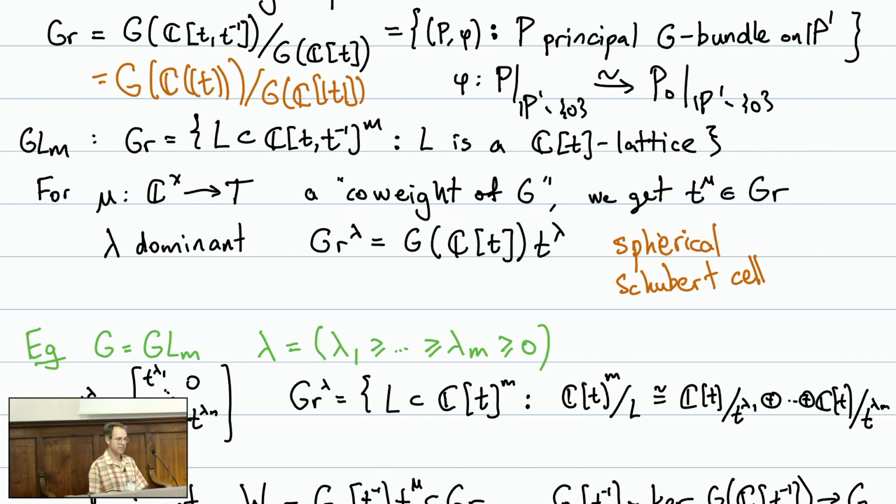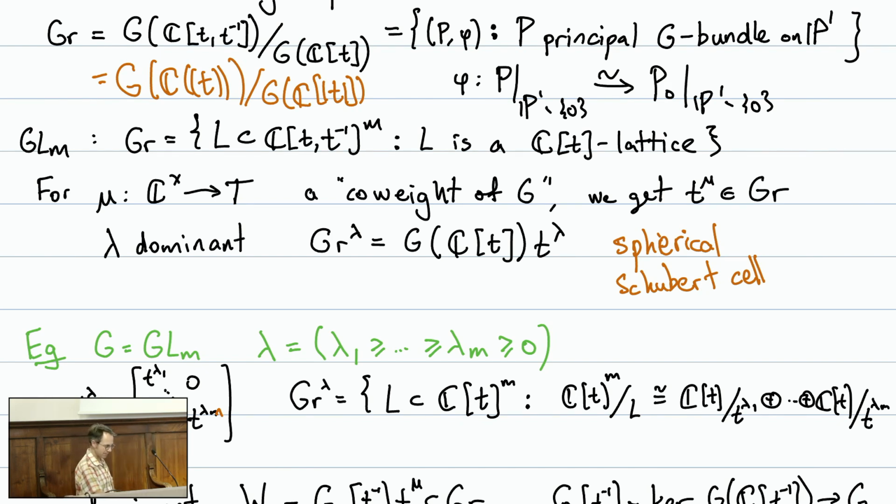Well, it's just supposed to be a map from C star into the maximal torus. So any map from C star into the maximal torus just looks like this: I just pick some numbers, lambda 1 up to lambda m, I put those numbers on the diagonal, and I just have t goes to t to that power. That's a map from C star into GL_m.